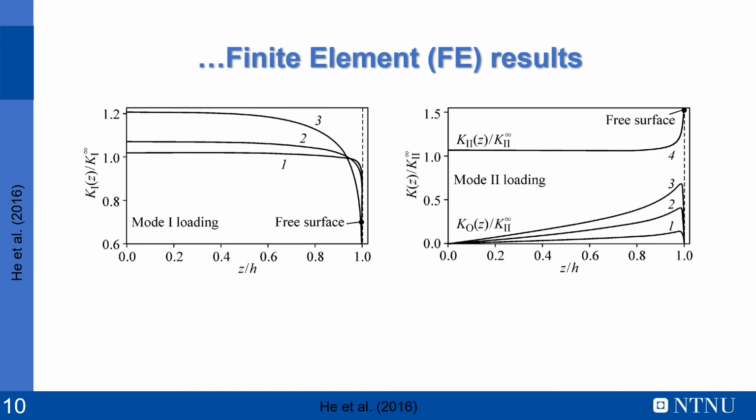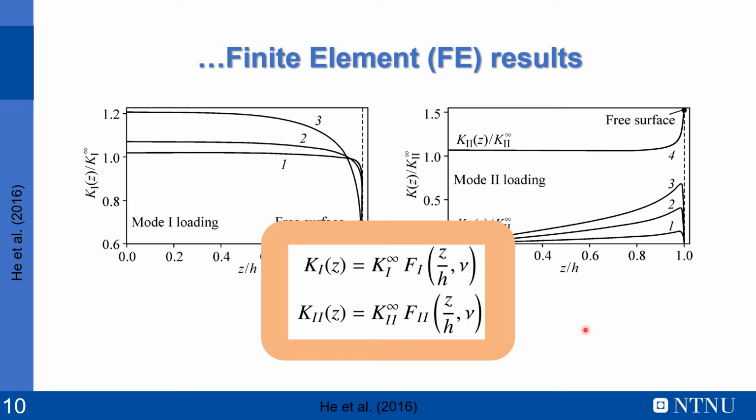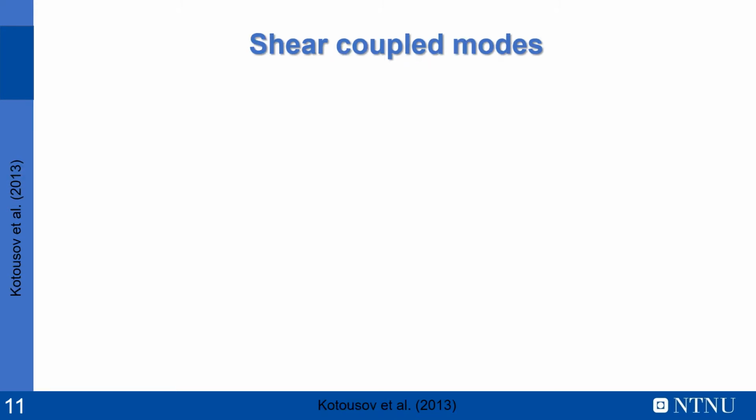Recent finite element results have shown how the mode 1, mode 2, and mode 3 stress intensity factors change along the thickness and with the Poisson's ratio, here indicated with 1, 2, and 3. Other results on that are that the in-plane local and far-field stress intensity factors are related to each other through a linear relationship and by two functions f1, f2, dependent on the z-coordinate along the thickness and the Poisson's ratio.